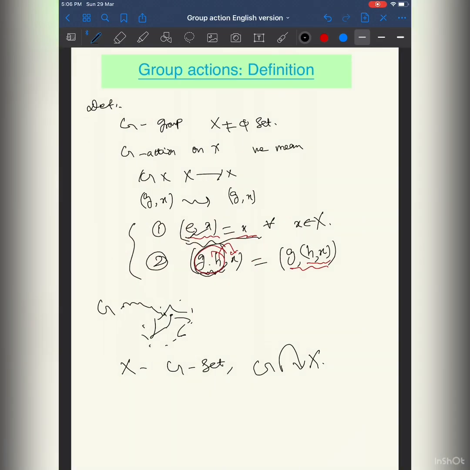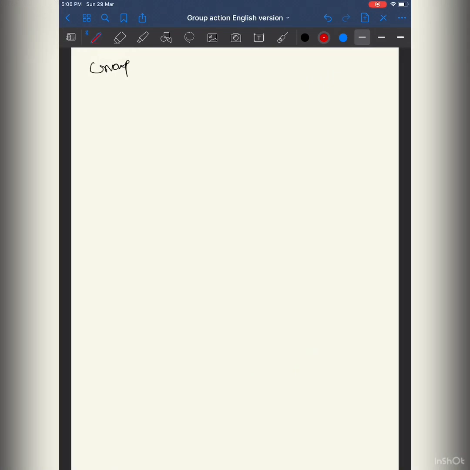Okay, let me do the permutation representation. What I mean by permutation representation. Group action and permutation representation. I am following Michael Artin's book as well as Professor K.N. Raghavan's notes. He is from the Institute of Mathematical Sciences. On his website you can find a PDF about this.